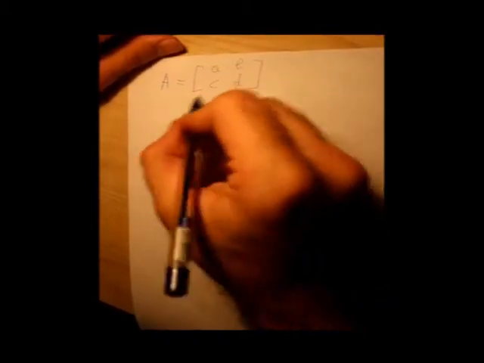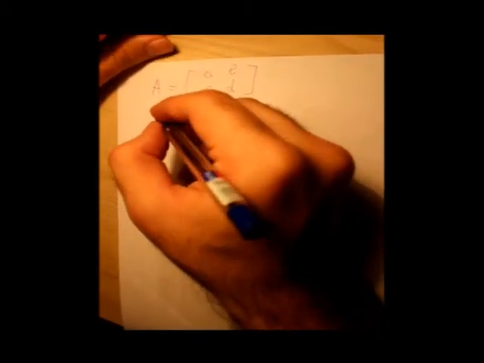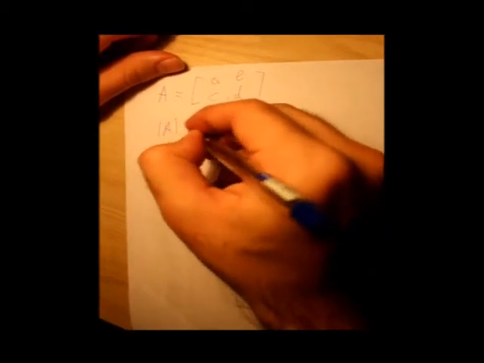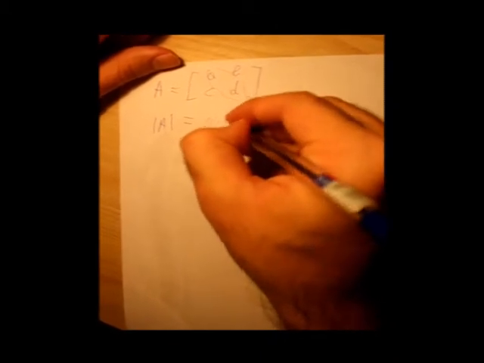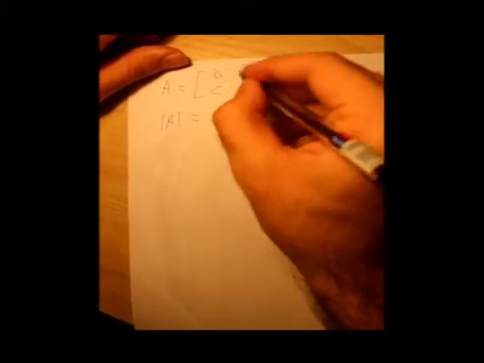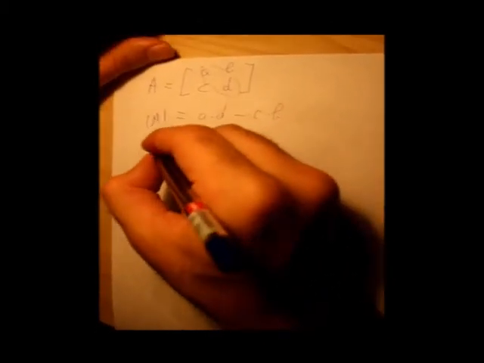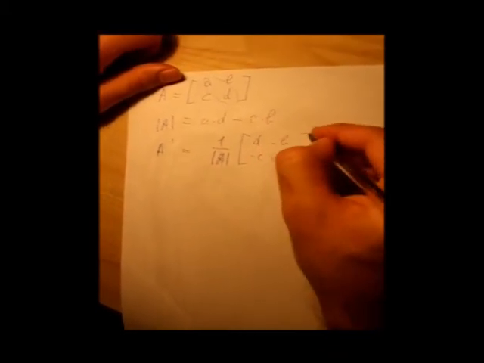For finding its inverse, first of all we have to find its determinant, and the determinant formula is A multiplied by D minus C times B. After that, the inverse is equal to 1 over the determinant, multiplied by the matrix where we change the places to D, A, and we change the signs to minus B and minus C.